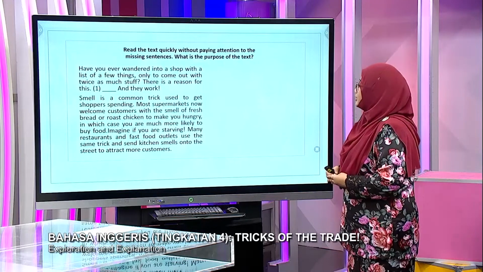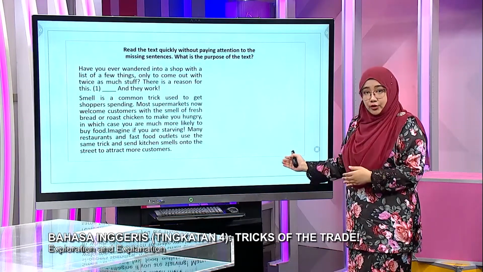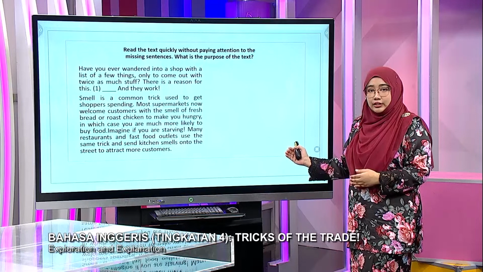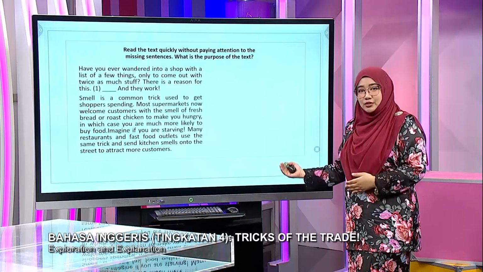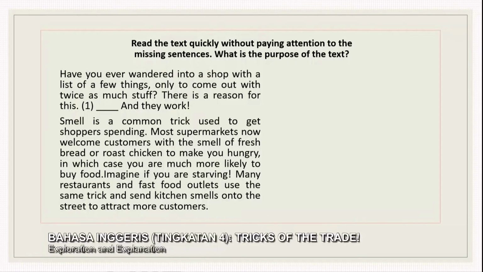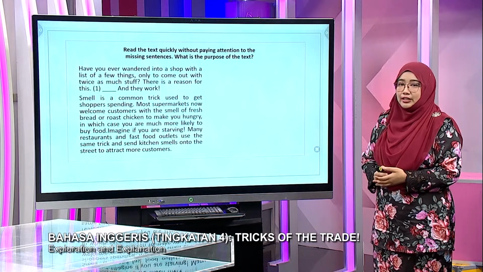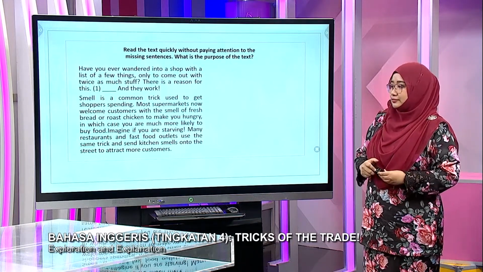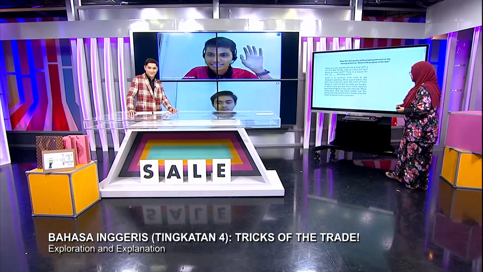Okay, so now viewers at home, this is actually activity B, so we can do this together. The instruction: read the text quickly without paying attention to the missing sentences. What is the purpose of the text? Okay, so for the first paragraph, who would like to have a try? Who would like to have a go? Me, teacher. Yeah, sure, Arif.